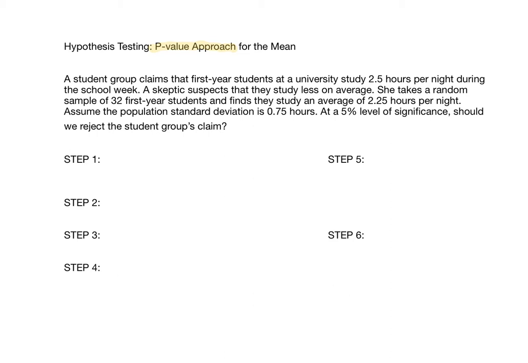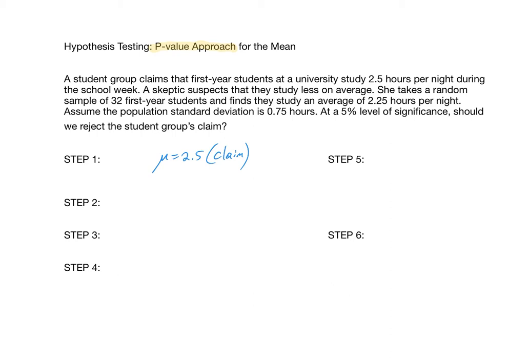Step one is to write down our pair of hypotheses. The claim hypothesis, since we're checking the student group's claim, is that the first-year students study 2.5 hours per night. So their claim is that mu equals 2.5 hours per night. You want to write down that that is the claim.